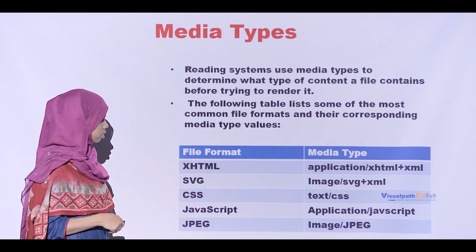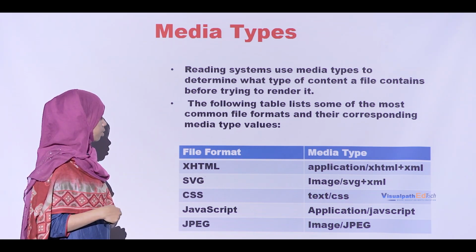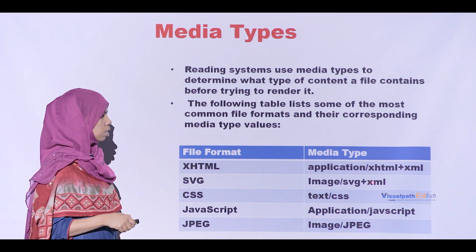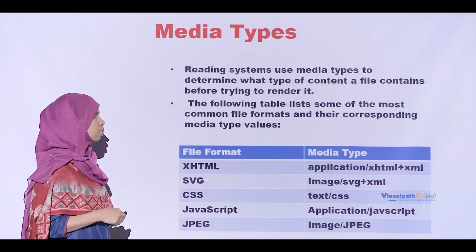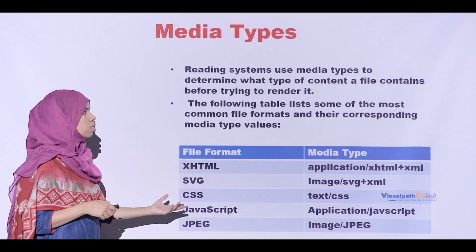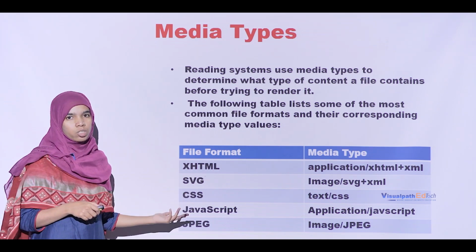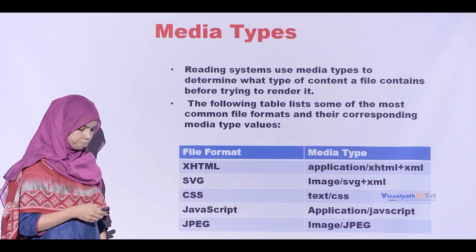If you are going with CSS, it can be either in the text or CSS media type. If you want an image in the form of XML documentation, SVG is the file format available. So these are the media types that we will be including in our XHTML documentation for storing the details of the text.